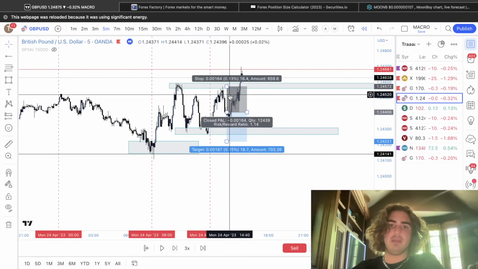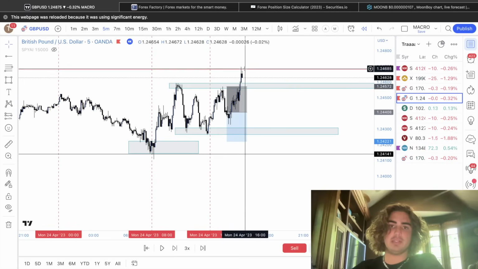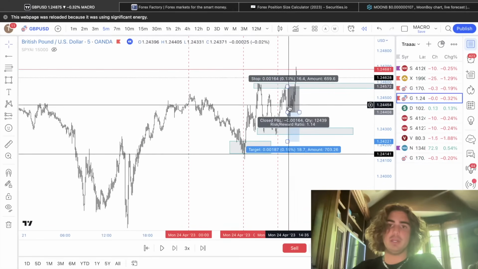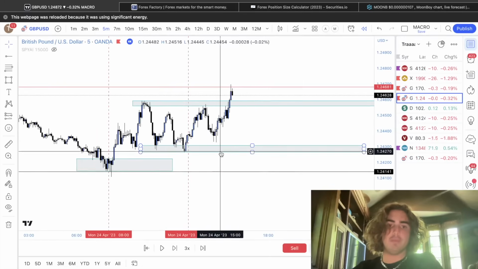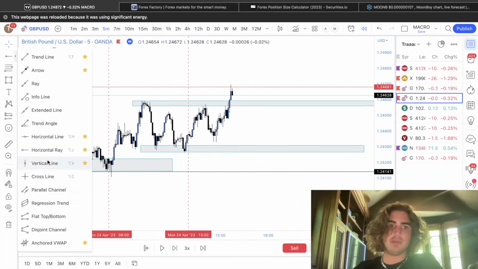Okay, again, price ends up pushing higher, taking out that final high that we wanted it to hit in the first place. Okay, so from there we can see what it wants to do, and let's just keep doing this.